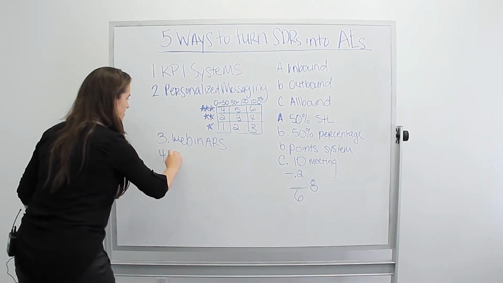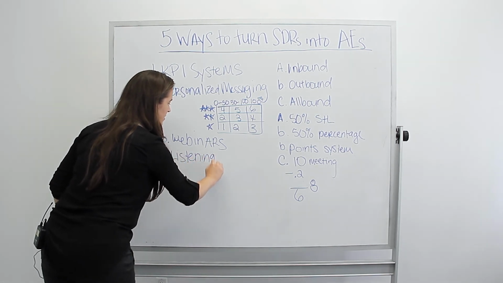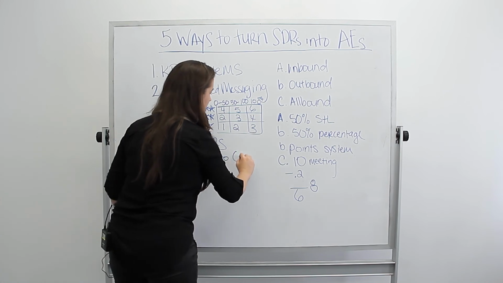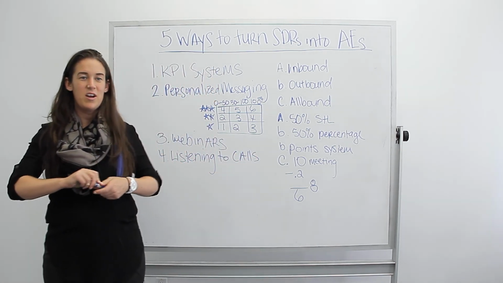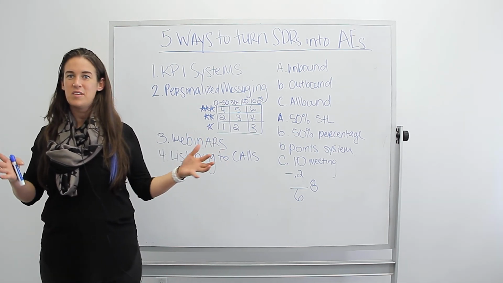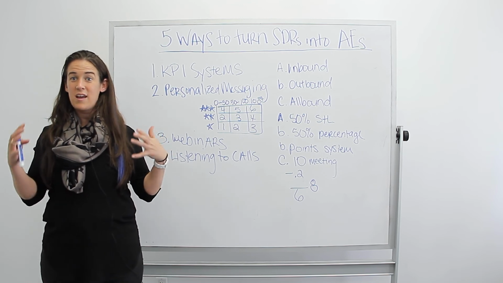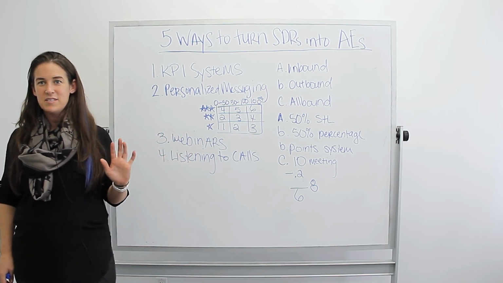So I typically have my SDRs, I give them a quota of how many calls that they have to listen to per week, so that slowly along the way, maybe it's a year and a half, or up to 2 years that they're within the program, they get to know organically what the account executives are saying. There are 5 types of calls that I have them listen to.